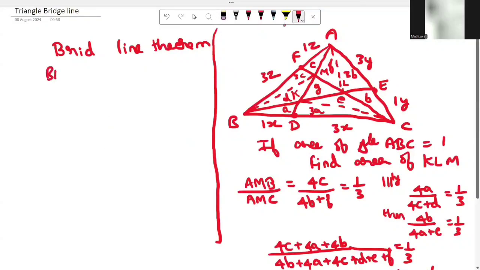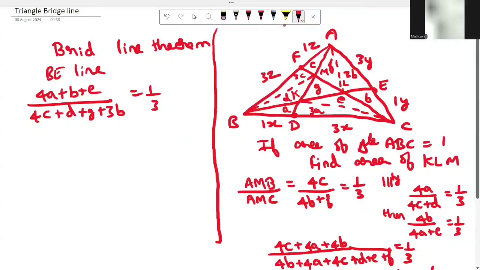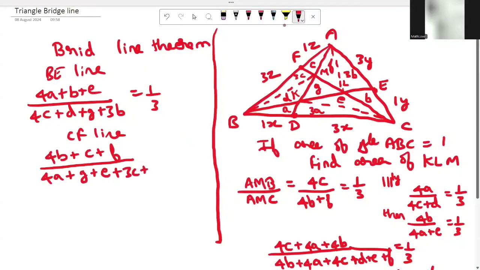So now with respect to BE line, if we do the same, I'm going to have (4A plus B plus C), the whole divided by (4C plus D plus G plus 3B) equal to 1 by 3. With respect to CF line, if I do the same, I'm going to get (4B plus C plus F), the whole divided by (4A plus G plus E plus 3C plus D) equal to 1 by 3.